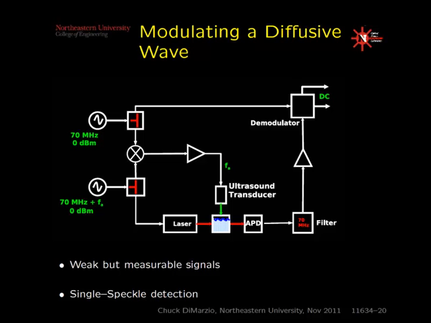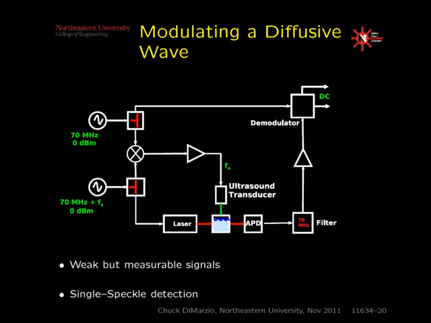Okay, so here was our first attempt at looking at the modulation of a diffusive wave. Remember, at this point, we really thought that what we were seeing was a modulation of the diffusivity. So we generated a diffusive wave at 70 megahertz plus a couple for the ultrasound, modulated a laser, passed it through a tank with an ultrasound transducer at the acoustic frequency, collected the light with an APD, passed it through a filter to collect, in this case, the lower sideband, amplified it, sent it to a demodulator where we demodulated it with 70 megahertz and collected the signals.